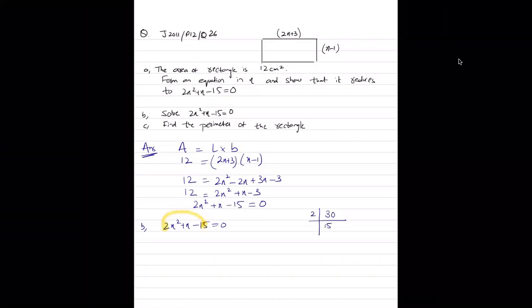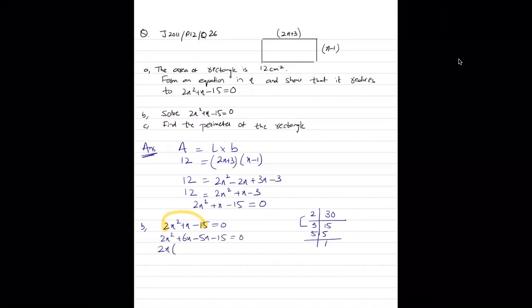So these are the prime factors: 2, 3, 5. Yeah, you can take 6 and 5. So 2x squared plus 6x minus 5x minus 15 equals 0.